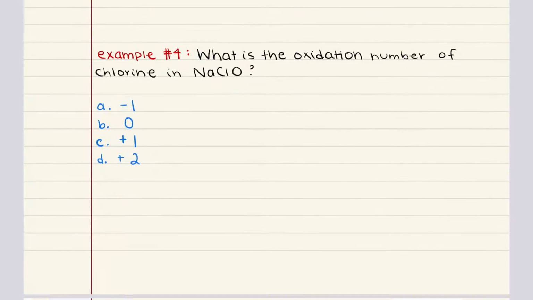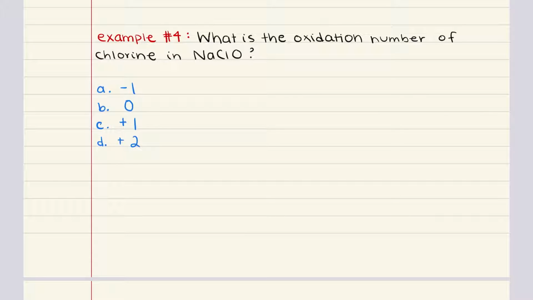Let's move into problem 4. Problem 4 asks, what is the oxidation number of chlorine in sodium hypochlorite? Now, to start this, let's once again review our rules for assigning oxidation numbers. Rule number 1 is that the oxidation state of an element in its elemental form is 0. Rule number 2, for monatomic ions, the oxidation state is equal to the charge of the ion.